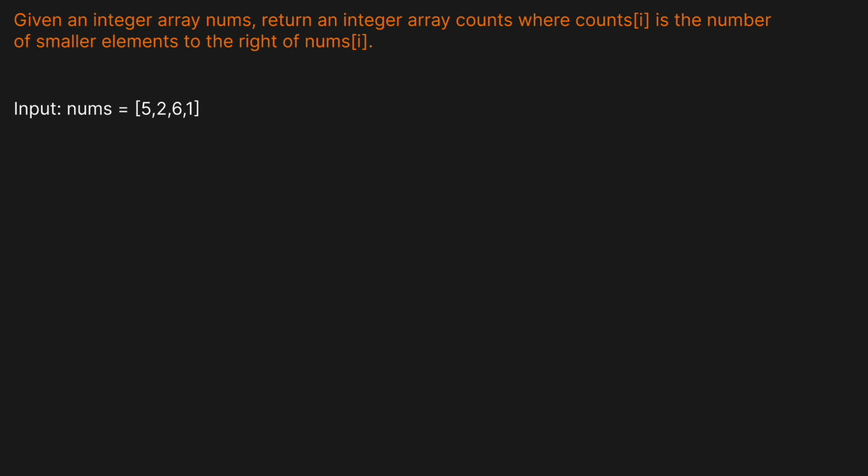Given an integer array nums, return an integer array counts, where counts of i is the number of smaller elements to the right of i. If we look at this basic example where we're given the array 5, 2, 6, 1, let's think about what our answer might be. So for 5, how many numbers are there to the right of it that are smaller? Obviously, it's going to be the 2 and the 1. So there are 2 elements that are smaller. For the 2, there's only the value 1, so we would put 1. For the 6, there's only 1, which is the 1. And then for 1, obviously there's nothing to the right of it, so we simply put 0 here.